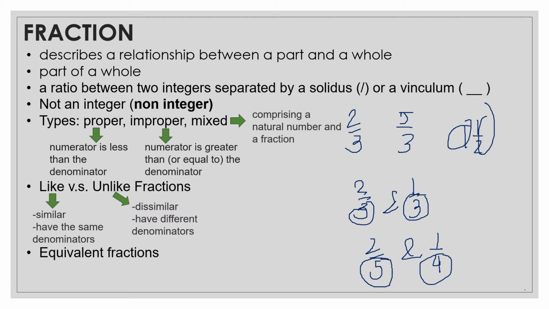We also have what we call equivalent fractions. They are fractions when simplified give the same value. For example, 5/10 is equal to 1/2. We can say that 5/10 and 1/2 are equivalent fractions.